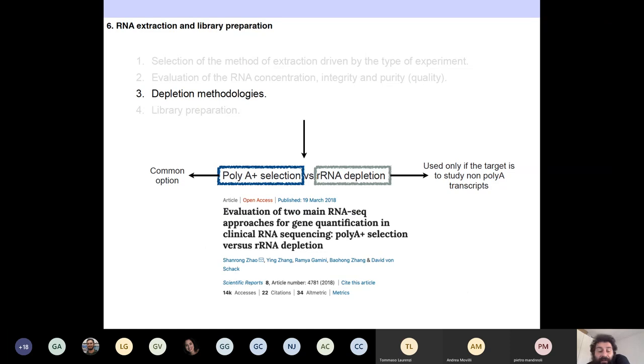The depletion methodologies depend on what you are looking for. Most of the time, you use poly-A selection. So when you are doing the libraries, you just use a poly-T primer, so you are going to transcribe only poly-A. But that may not be the case for you, because maybe you are working with bacteria, whose transcripts don't have poly-As. Or maybe you want to look for other RNA populations that don't have poly-As, okay? In that case, you need to use RNA depletion, okay? If you are more interested, here is a good paper that describes gene quantification in clinical RNA sequencing using both depletion methods.